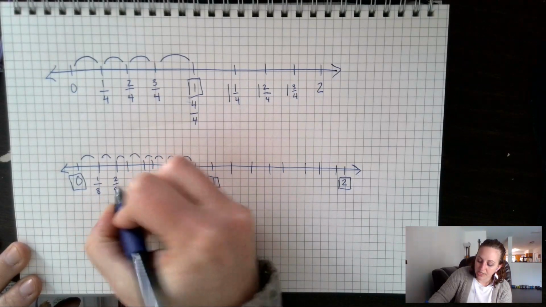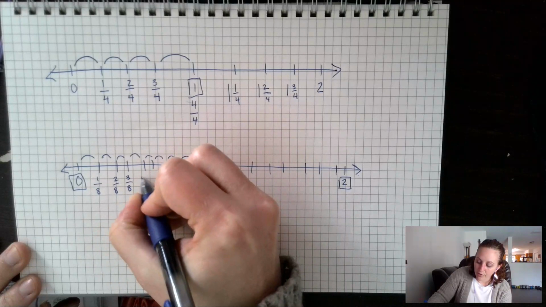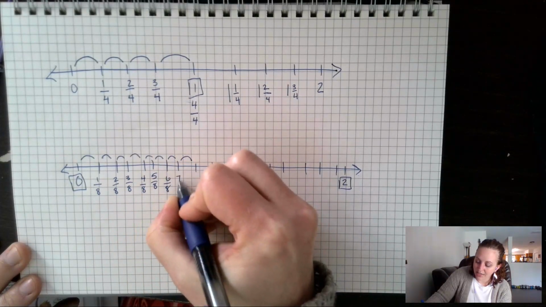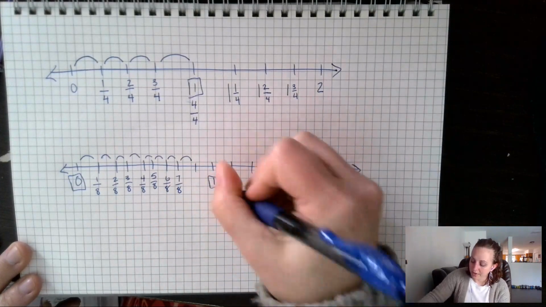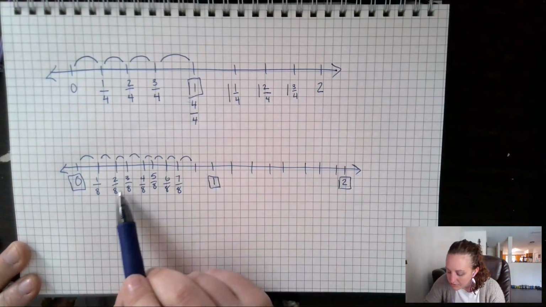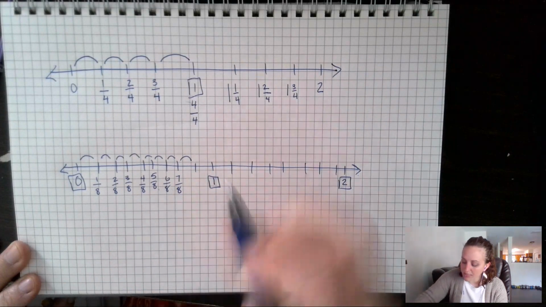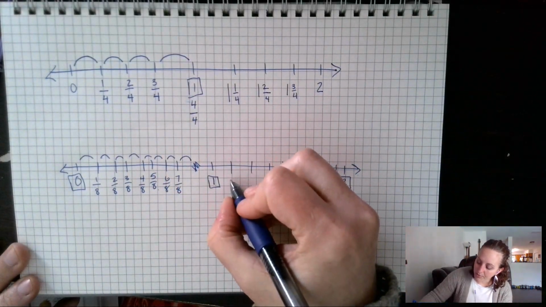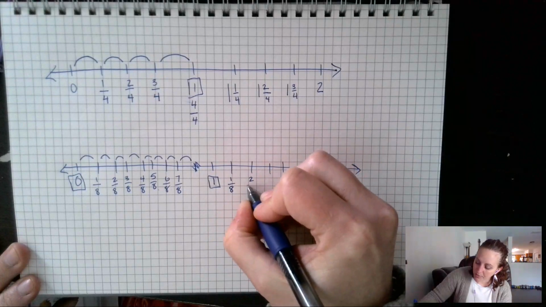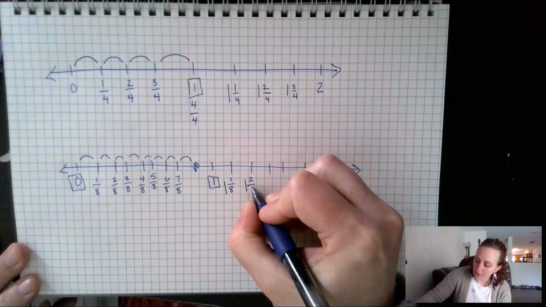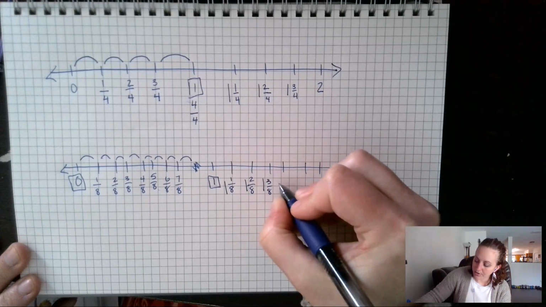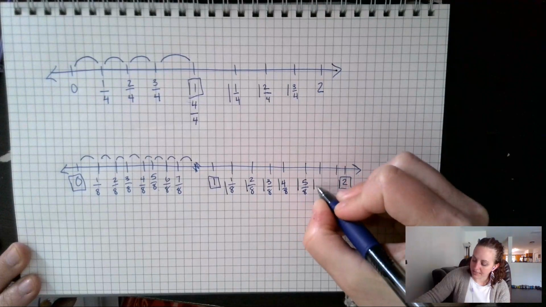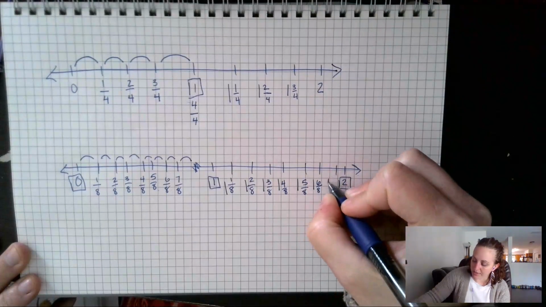1/8, 2/8, 3/8, 4/8, 5/8, 6/8, 7/8, and then we have one whole. Oops. 1, 2, 3, 4, 5, 6. I put too many dashes, guys. Sorry about that. All right, and then we have 1 and 1/8, 1 and 2/8, 1 and 3/8, 1 and 4/8, 1 and 5/8, 1 and 6/8, and 1 and 7/8.